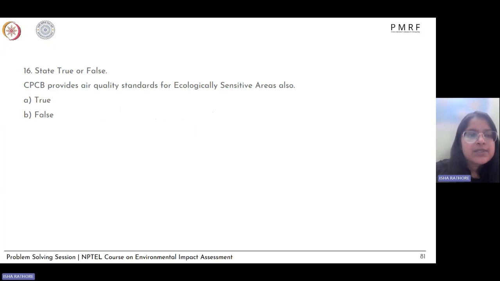Select true or false. The CPCB provides air quality standards for ecologically sensitive areas also. Is the statement true or false? So the statement is true. CPCB provides air quality standards for eco-sensitive areas also.